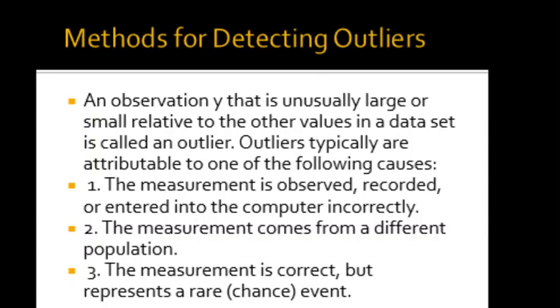Typically, there will be outliers in a data set due to one of these reasons. First is that the measurements were observed, recorded, or entered incorrectly. Okay, so that's a possibility that the measurement was 100 and there was an extra zero, so that makes it extremely large. The other possibility is that the measurement came from a different population, so it's incorrect. And the third is when the measurement is correct and it is due to a rare event, so this observation is very large or very small with respect to the other observations.